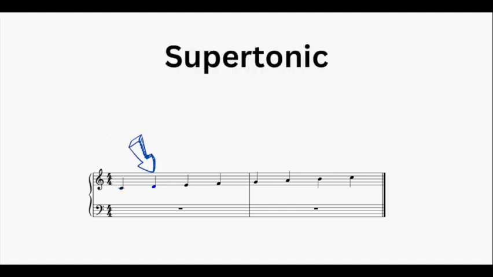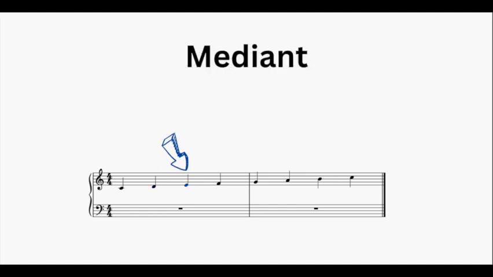The second degree of the scale is called the supertonic. Now this comes from the Latin word super, which means on top of or above. And that makes sense, as this is the degree of the scale and the note directly above the tonic. You may have already noticed that the etymology of some of the words and terms used here are Greek and others are Latin. The third degree of our scale is called the mediant.